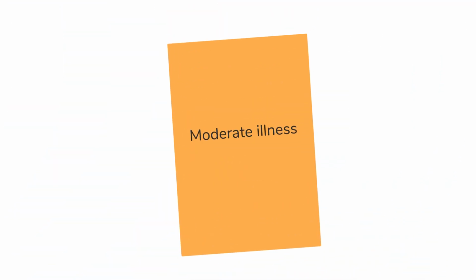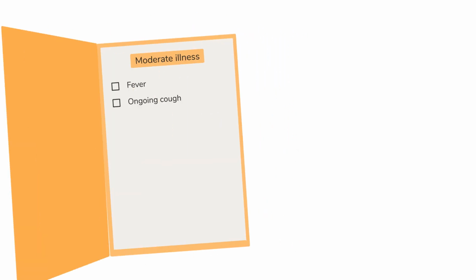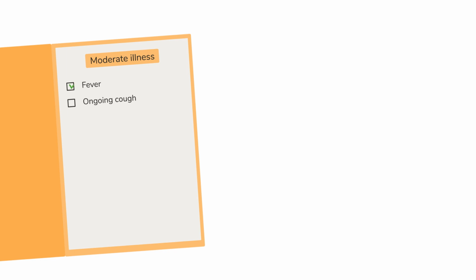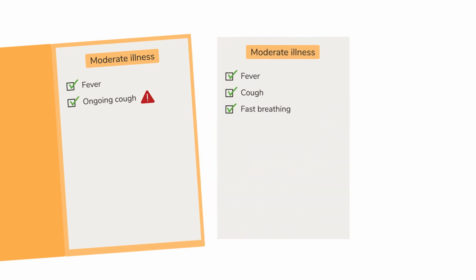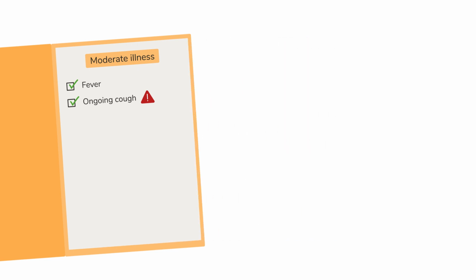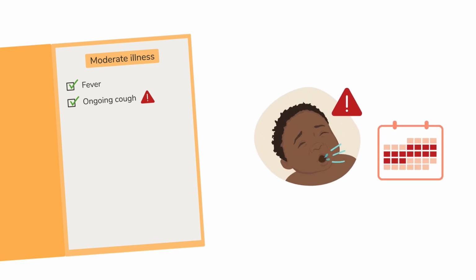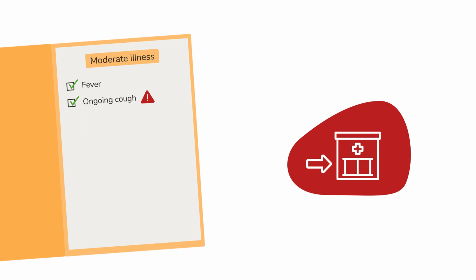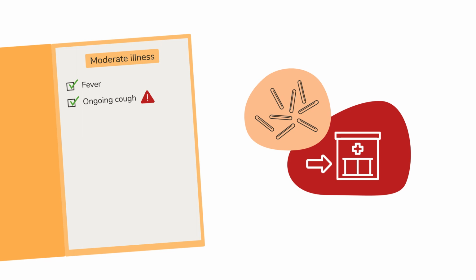Let's move on to when a fever is considered to be a sign of a moderate illness. This occurs when a child has a fever with an ongoing cough, or if the child has a fever, cough, and fast breathing. If the child has a fever and has been coughing for more than 14 days, ask the caregiver to take the child to a health facility as soon as they can, where they will be tested for tuberculosis or TB and get medicine to prevent TB.